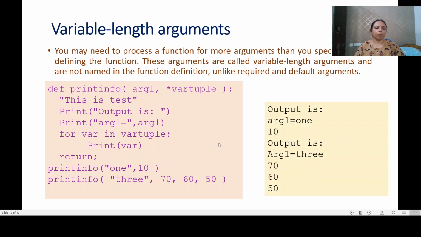So you will get the output: for the first call, arg1 is equal to 1, and since we have passed only one argument, you will get 10. For the second call, we will get arg1 is equal to 3, and since we have passed 3 arguments, it will take all the 3 argument values and print them. So this is the advantage of using variable length arguments.